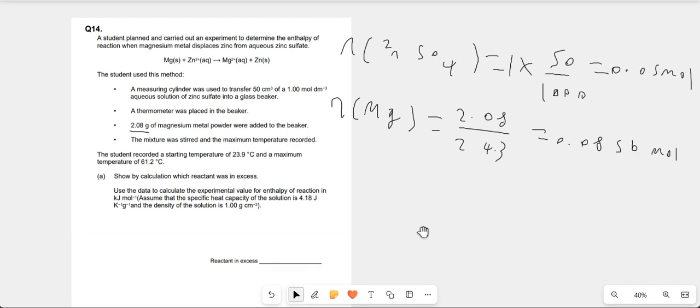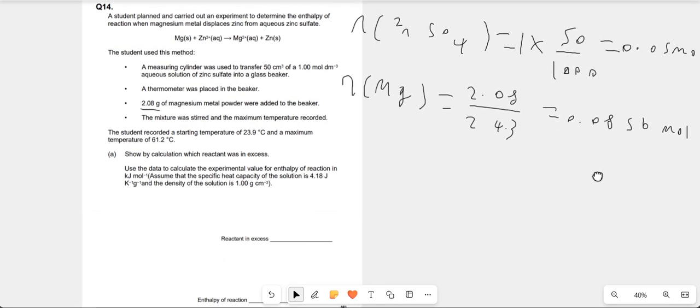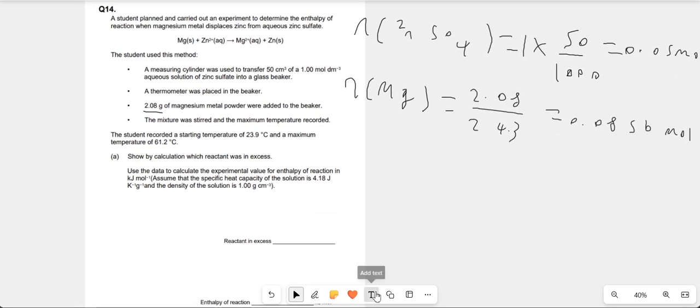So hence, what I can say is that magnesium is in excess here, because it's 0.0856, whereas that's 0.05 here. So the reactant in excess here is magnesium.